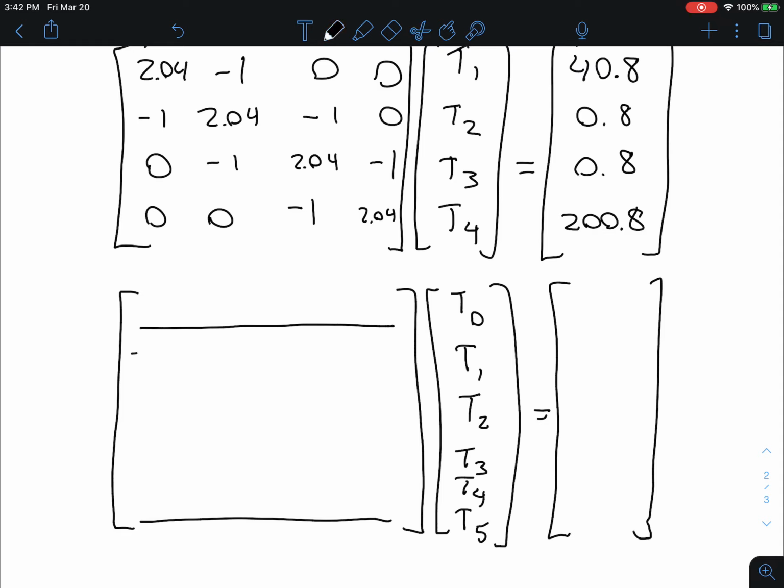So you have a -1, 2.04, -1, 0, 0. So 1, 2, 3, 4, 5, 6 unknowns, so actually we need another 0. Okay, this needs to be spaced a little better. So the next line I can say is 0, -1, 2.04, -1, 0, 0, and then 0, 0, -1, 2.04, -1, 0.